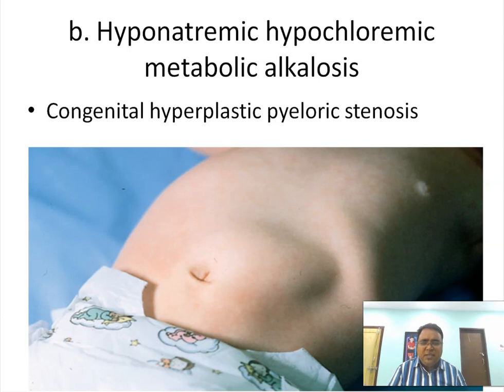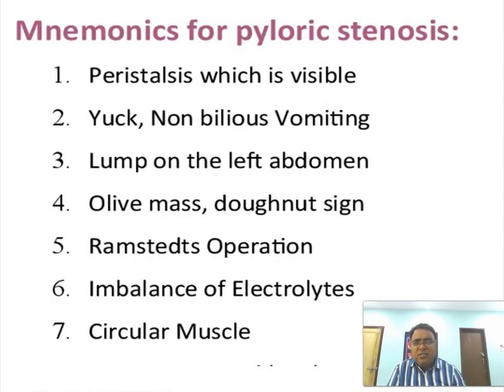Then something about CHPS. With visible peristalsis, an olive shaped mass we will easily get in CHPS. This is the mnemonic of pyloric stenosis, P-Y-L-O-R-I-C. P for peristalsis, which is visible, Y for yuck, nonbilious vomiting, L for lump on the left abdomen, O for olive mass, that is donut sign, R for Ramstedt operation, which is the operation of choice, I for imbalance of electrolyte, that is hypokalemic hypochloremic metabolic alkalosis, and C for circular muscles, which are easily affected in CHPS.